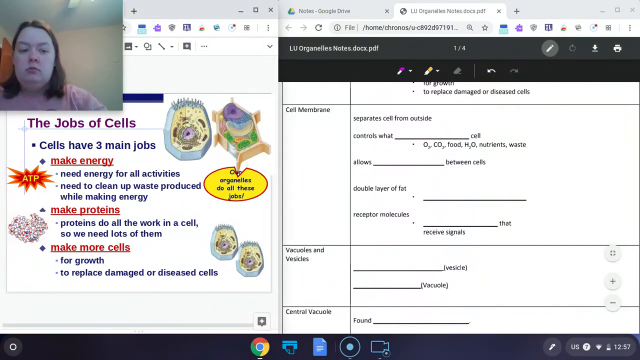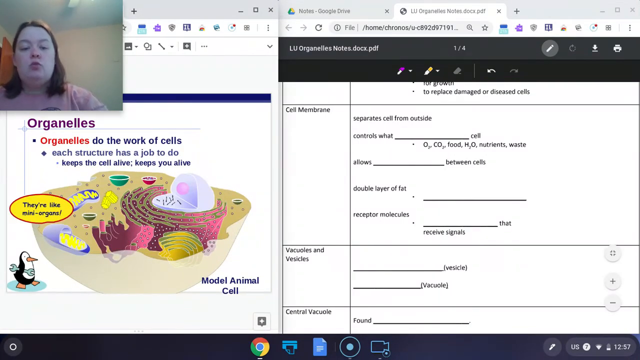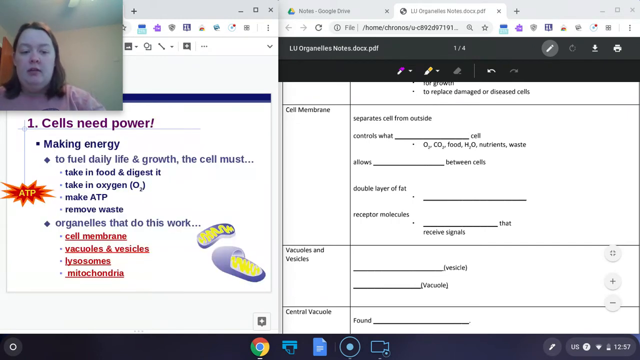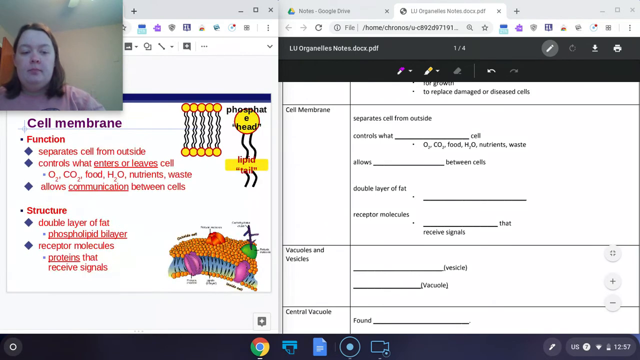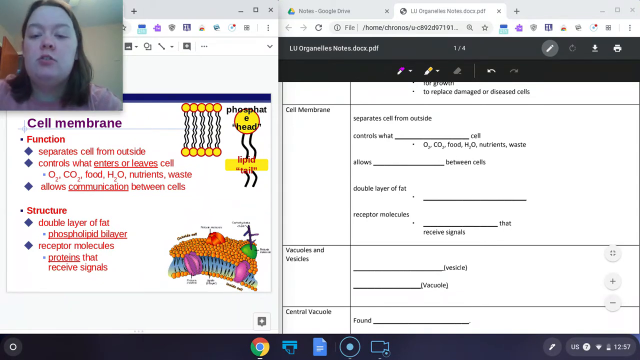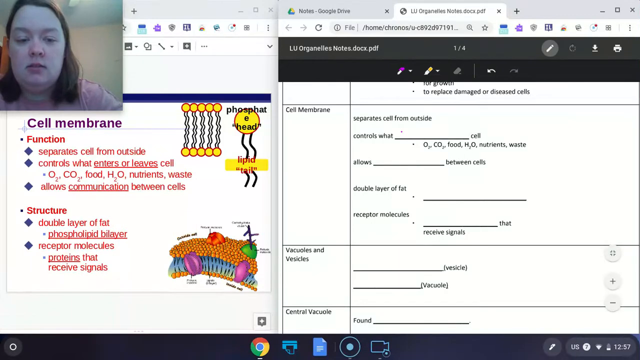So we're going to start by looking at each organelle individually. Again, each organelle has a job to do, and it's going to help to keep you alive. So we're going to start by looking at the cell membrane. The cell membrane is found around the outside of the cell. It's what separates the inside of the cell from the outside environment. The job of the cell membrane is to control what enters and exits the cell.